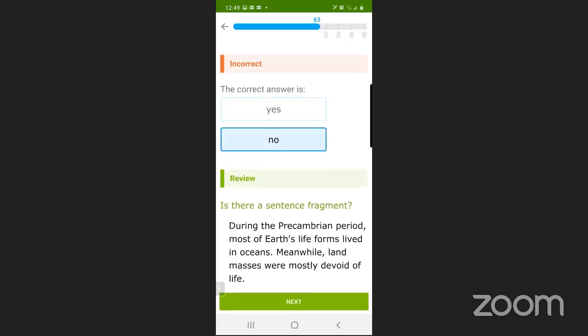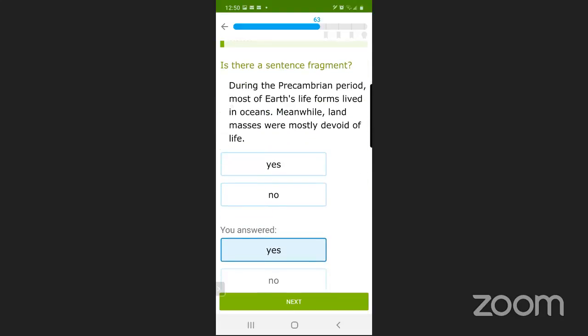No, it's not. It was a complete sentence, but it didn't make sense. Like meanwhile, landmass is mostly devoid of life. Meanwhile, comma, it was a complete sentence. Anyways, look, during the Precambrian period, most of the Earth's life forms lived in oceans. Complete sentence or not? Yes. Okay. First, meanwhile, land masses. So land masses is the subject, were is the verb, mostly devoid of life. Were mostly devoid of life. It's a complete sentence. Okay, next.